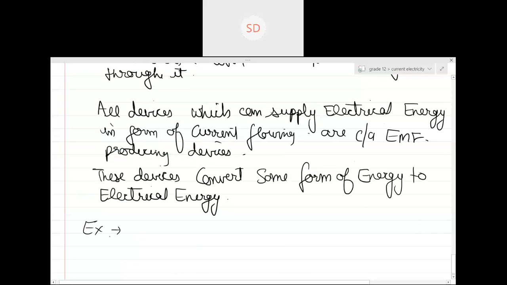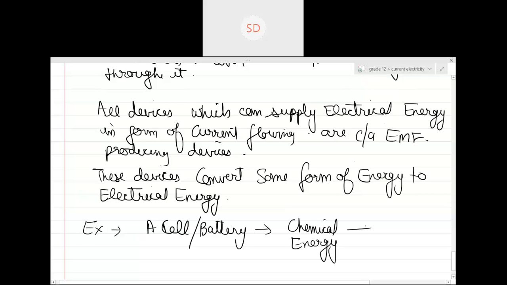For example, there is a cell or a battery. What happens in the case of a cell or a battery is that it converts chemical energy inside it to electrical energy. Yes or no? Ultimately, chemical energy gets converted to heat, heat gets converted to work, work is mechanical energy, and mechanical energy is converted to electrical energy. The whole process takes place inside, but in short you can directly write chemical to electrical. Is this clear?